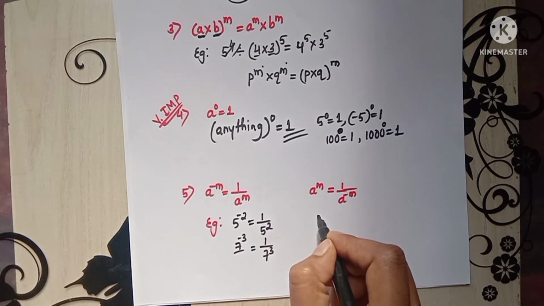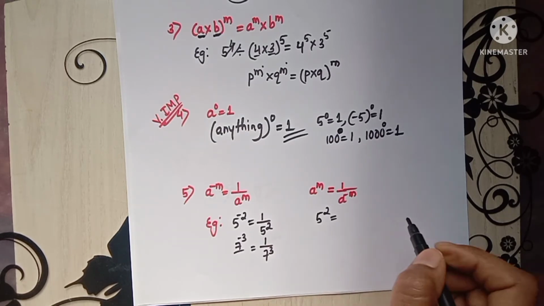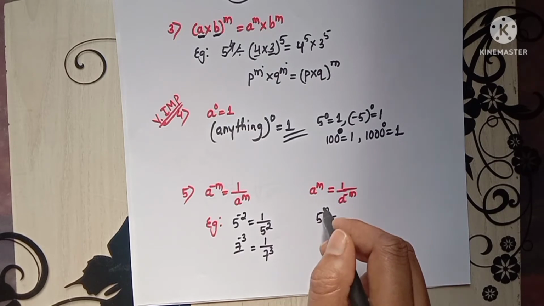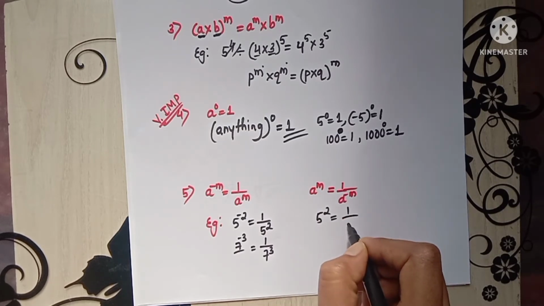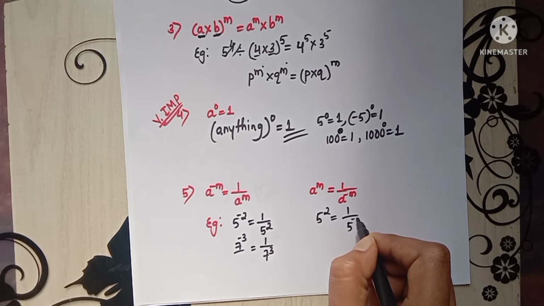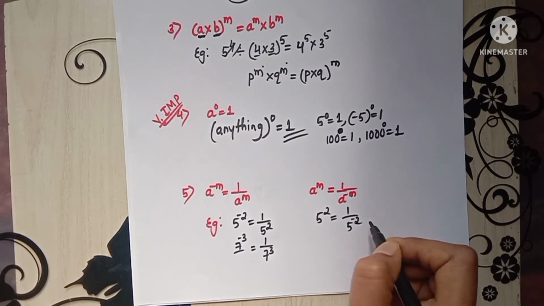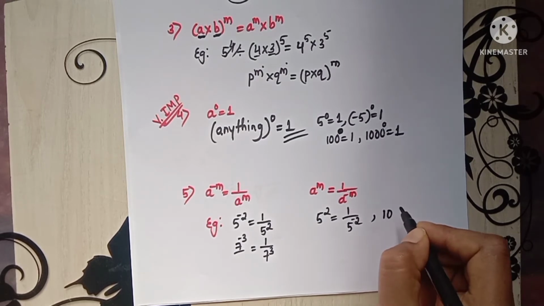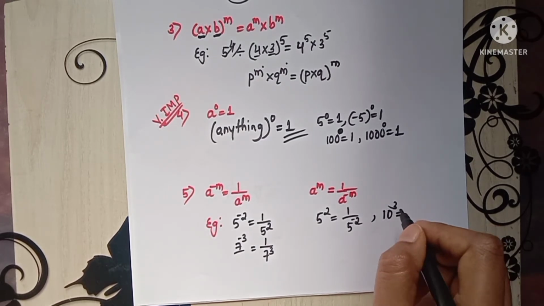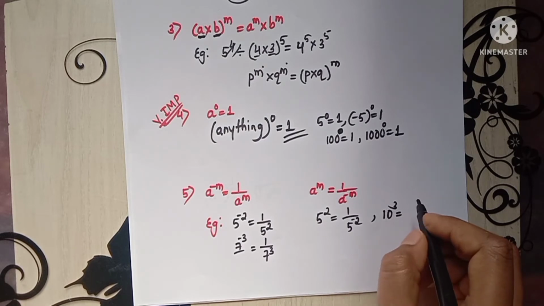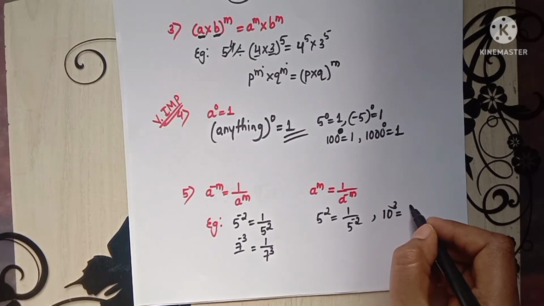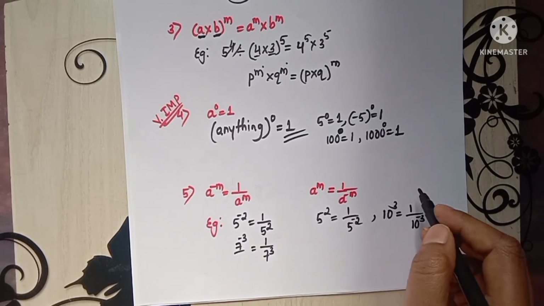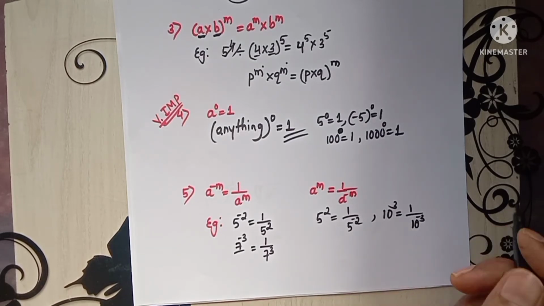Let's take an example. 5 to the power 2. If you want to make it minus, then what do we have to do? We have to take the reciprocal of this one. That is 1 divided by 5 to the power, the sign will change. Therefore, it will be minus 2. Another example. 10 to the power 3. I make this power minus. Therefore, what do I have to do? I have to take the reciprocal of this. The sign will change. That is 1 divided by 10 to the power minus 3.